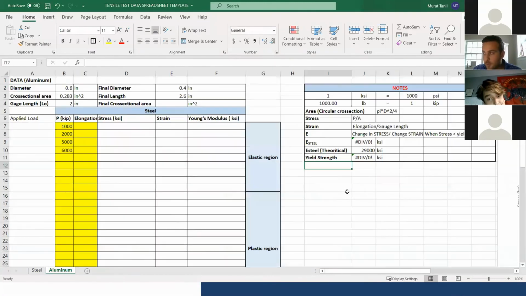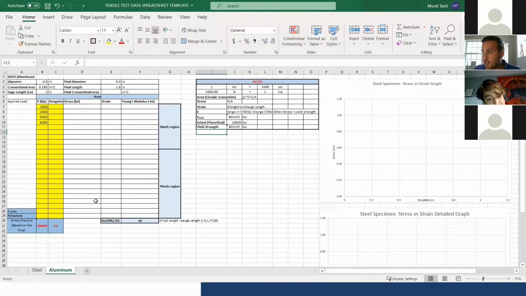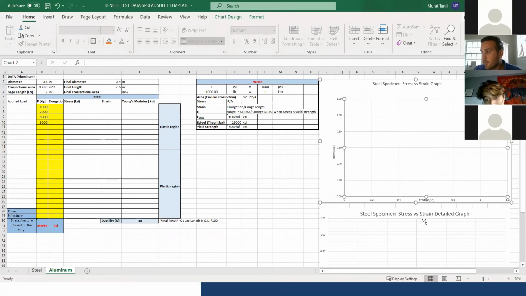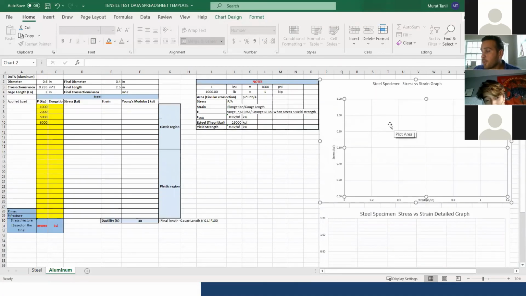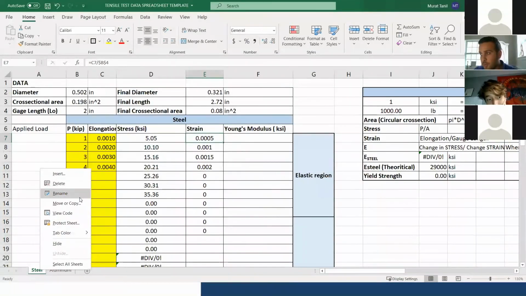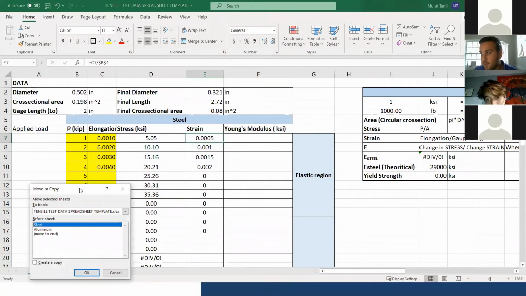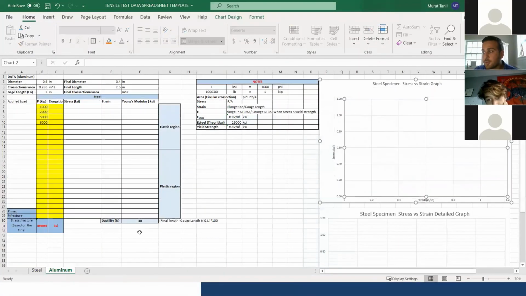Since you copied the same spreadsheet for aluminum, you also have the graphs, counting toward the bonus. So this way, you're not wasting your time making the same table and the same graphs over and over. It's just one step. You move or copy, click, and then create a copy. It's easy. It saves time.